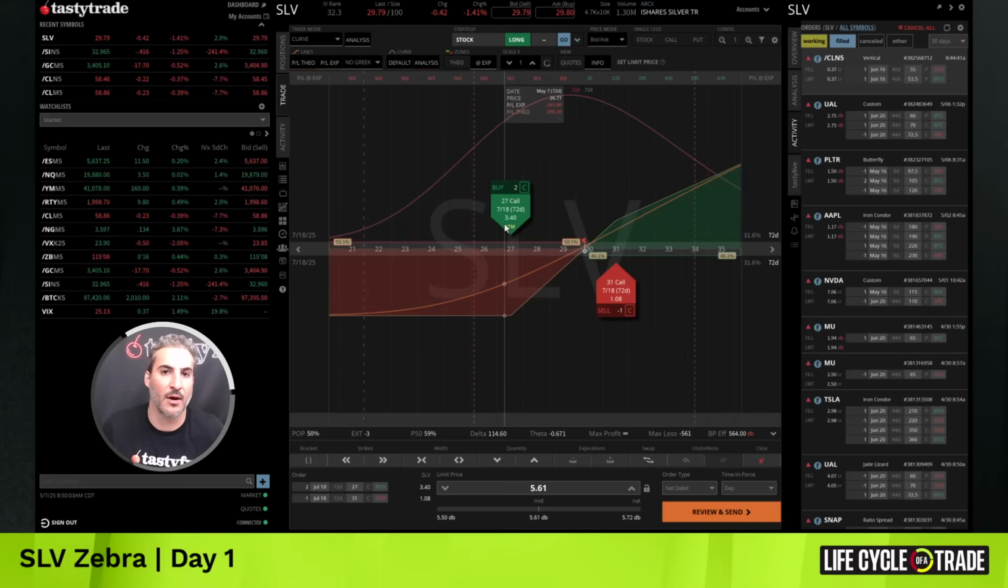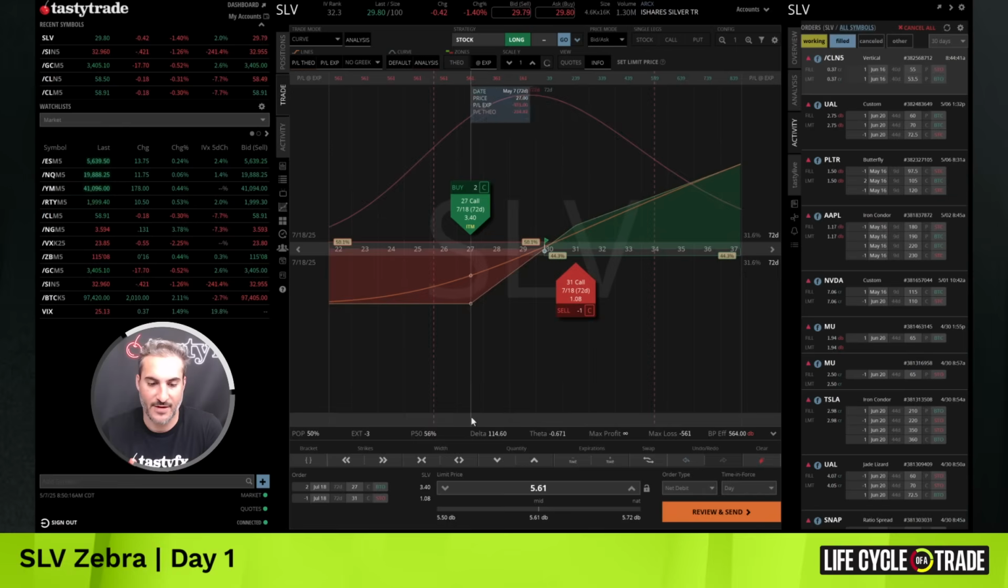You can't lose any more below 27 here than whatever your debit is, which is $5.61. You can see the break even is going to be right at the ETF or stock price here, which is about 30, and I've got that 100 and change long delta. So I think this is an interesting play for a catch-up trade in silver relative to gold. So I'm going to ship this off. $561 debit on this trade to be synthetically long 100 shares of the silver ETF.